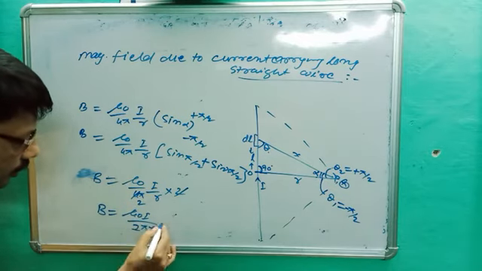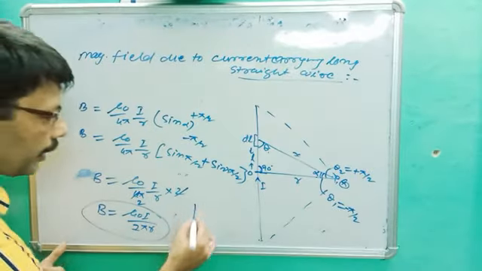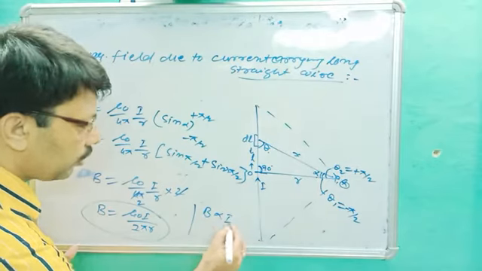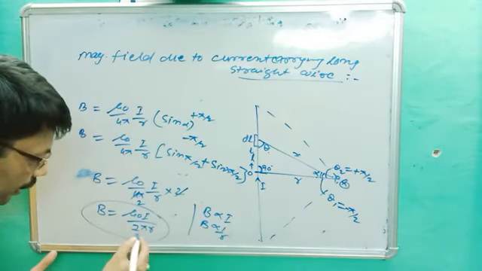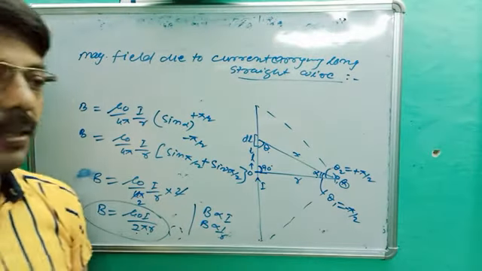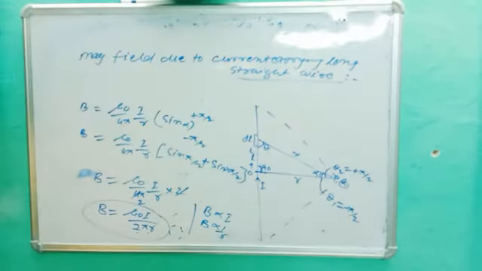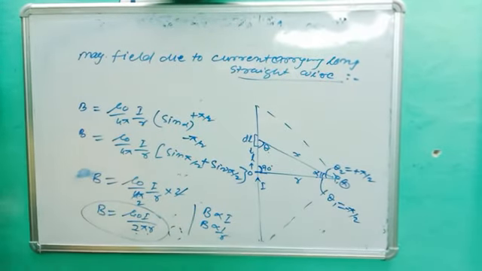We are getting the same formula taught in class 10. It means the magnetic field depends on two factors: B is proportional to I and B is inversely proportional to R, and the shape of the magnetic field is 2 pi R, a circular shape. So this is all about the magnetic field due to a current carrying long straight wire and the application of the Biot-Savart law.